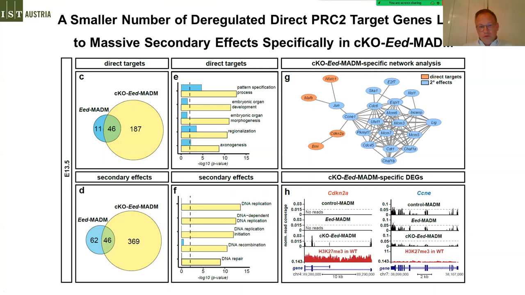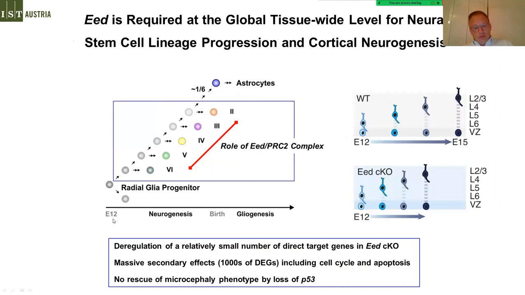So to summarize, we have shown that knocking out this PLC2 complex leads to a deregulation of a relatively small number of direct target genes, and they're not related much to cell cycle or apoptosis, but these trigger massive secondary effects, up to thousands of deregulated genes, including now cell cycle regulators and regulators of apoptosis and cell death. And we cannot rescue the microcephaly by loss of p53.